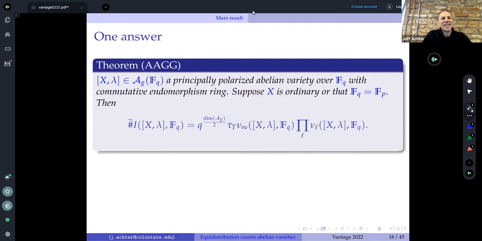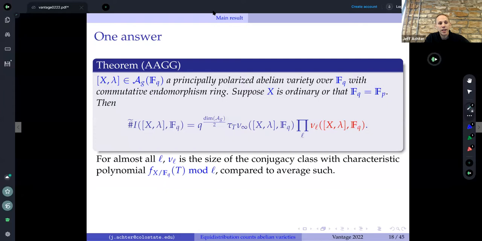And so what I'm going to spend the next little while telling you about is a generalization of Gechler's formula and some of what goes into it. And so the statement is this. Suppose you have a principally polarized abelian variety over F_q with commutative endomorphism ring. And I need X to be ordinary or to be working over the prime field. Then the size of the isogeny class is as follows.